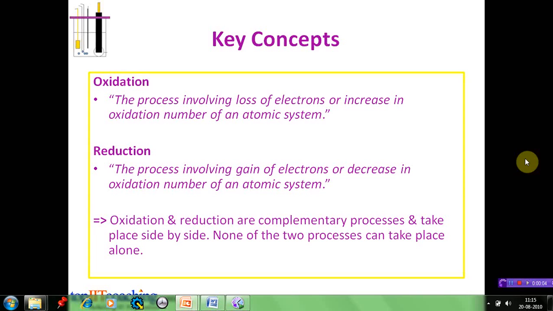The next term is oxidation. The process which involves addition of oxygen or loss of electrons or increase in the oxidation number of an atomic system can be defined as oxidation.